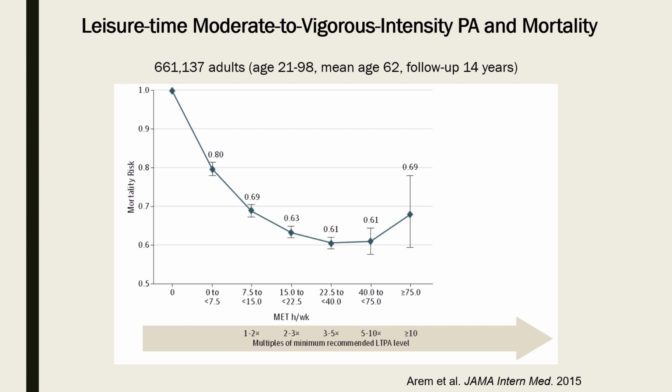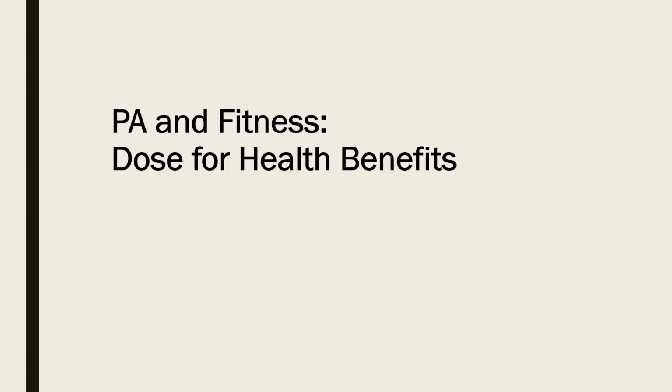However, when physical activity exceeds 75 MET hours per week, the mortality risk starts to rise again, indicating that excessive physical activity may offset the benefits. In the previous discussion, we explored whether physical activity or fitness is more important for health. Now let's examine the evidence.